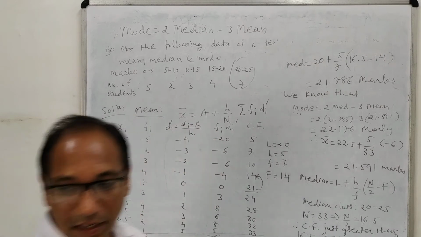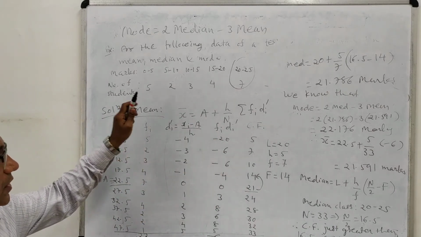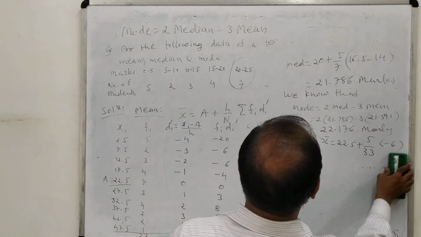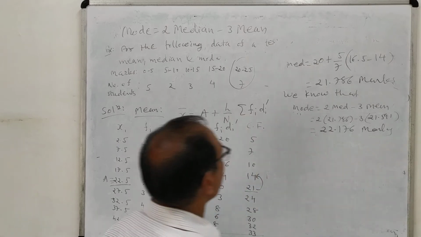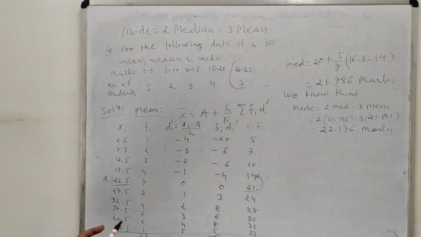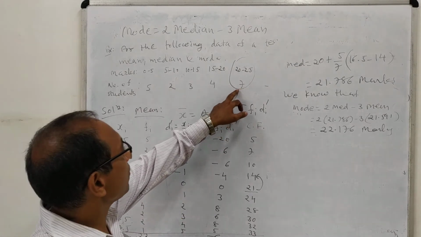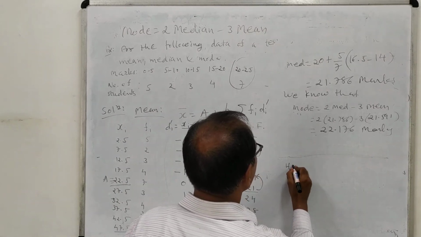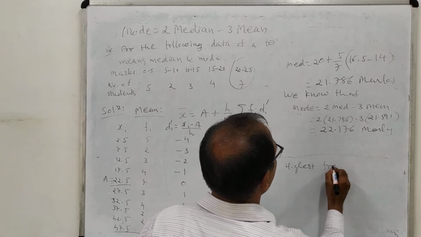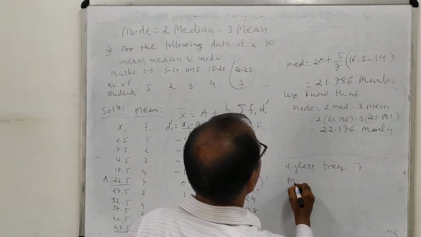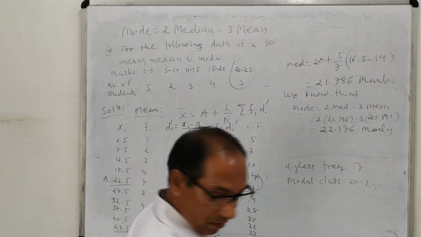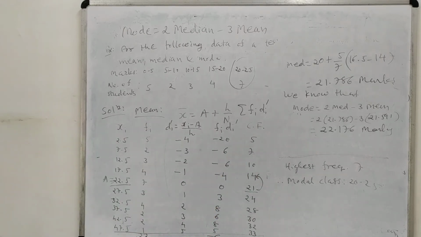So everything you can find out from a single problem by using these facts. Suppose you obtain the mode first, then how could you have proceeded? For that, you know that 7 was the highest frequency, so your modal class will be 20 to 25. Yes, 7 was the highest frequency.